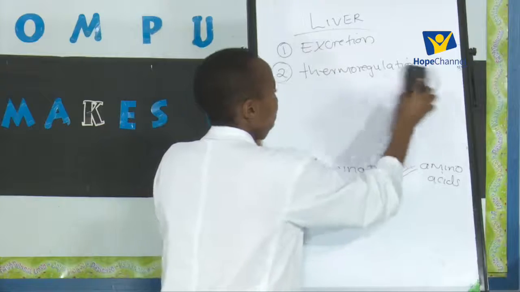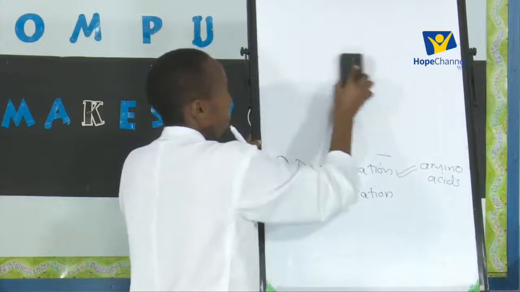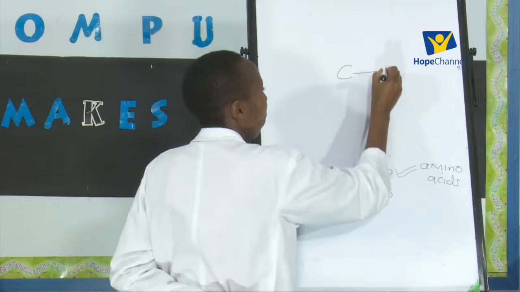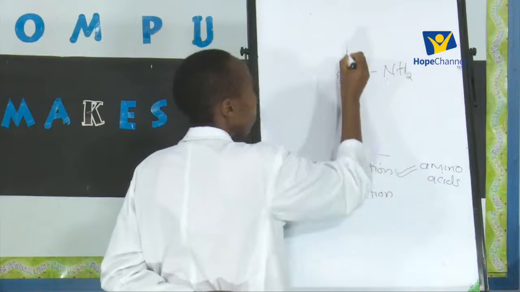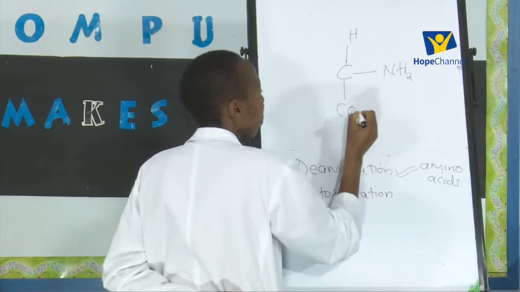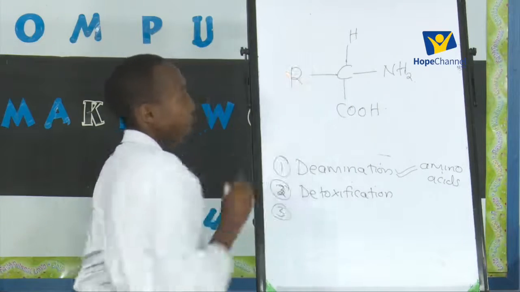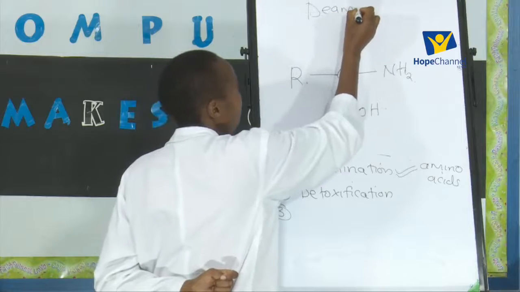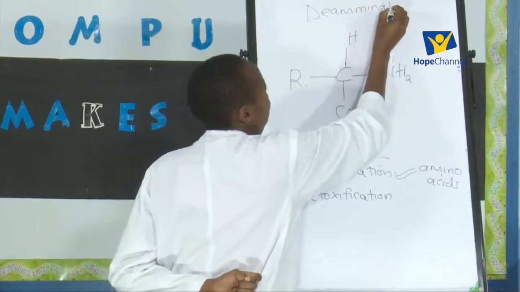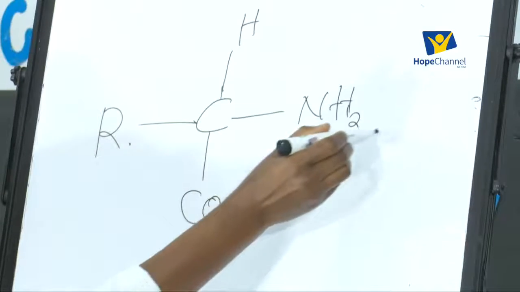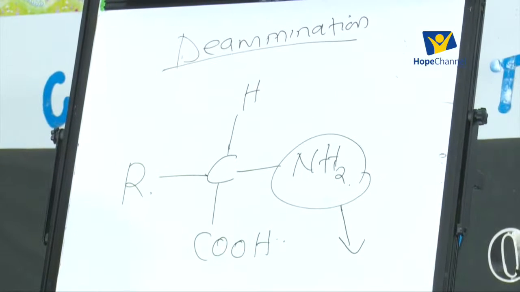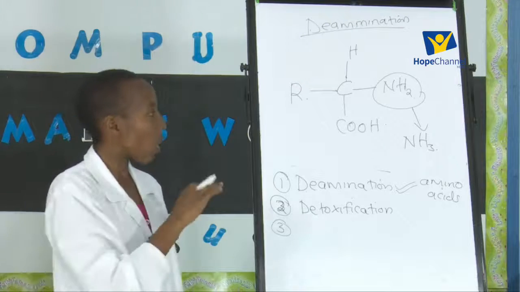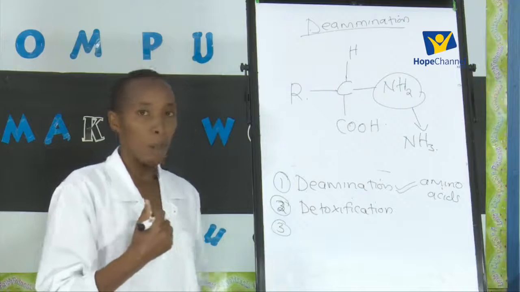If you look at the structure of the amino acid, I believe you know it. We have the carbon, we have the amino group, then we have hydrogen, and we also have the carboxyl group. During the process of deamination, the amino group is removed and converted into ammonia. So the amino group in the structure of the amino acid is removed and converted into ammonia.